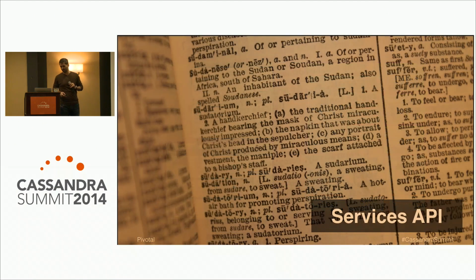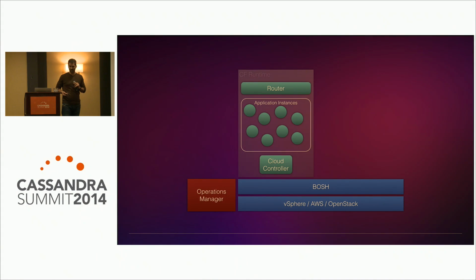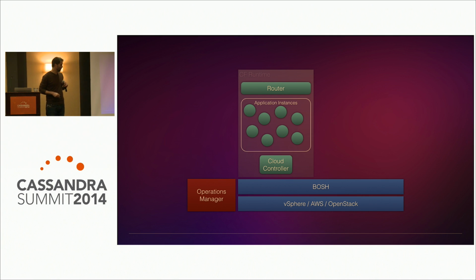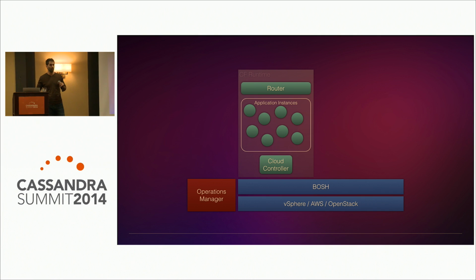So real quick, let's talk about the Services API and how that works. Let's look again at a simplified version of the internals of Cloud Foundry. You can see here we've got the operations manager. We've got BOSH behind it on top of the infrastructure. And we've already deployed the Cloud Foundry runtime. We've got the router, and then we've got some application instances and the cloud controller, which is the API endpoint that manages the whole thing.